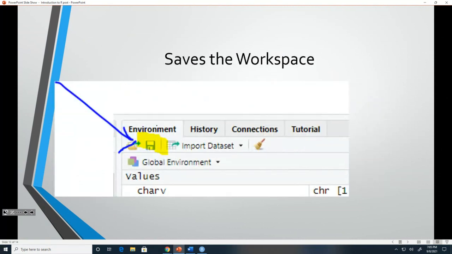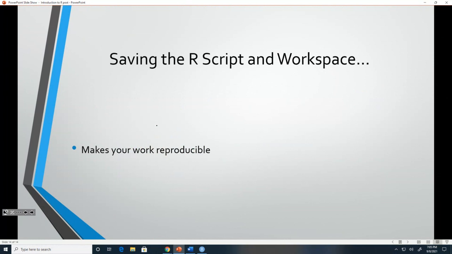A little floppy under environment, those are the two. So, like I said, it makes your work reproducible.